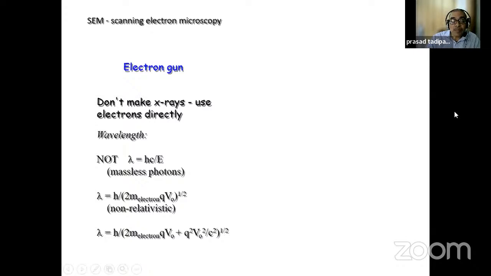The beam then passes through the condenser, and the condenser lens is a magnetic coil which corrects the aberrations in the beam and directs it towards the objective lens. So the greater the flow of current, the greater will be the strength of the magnetic field.